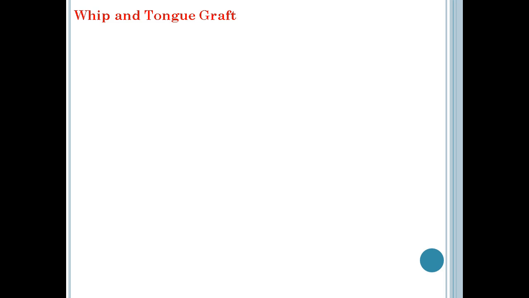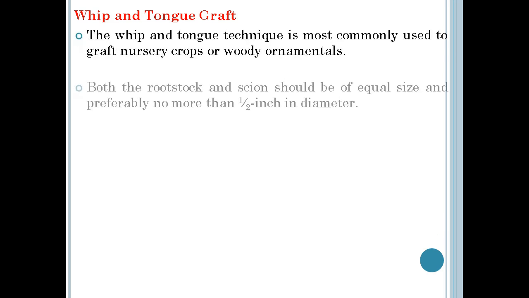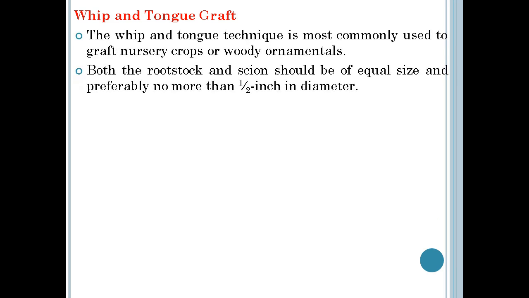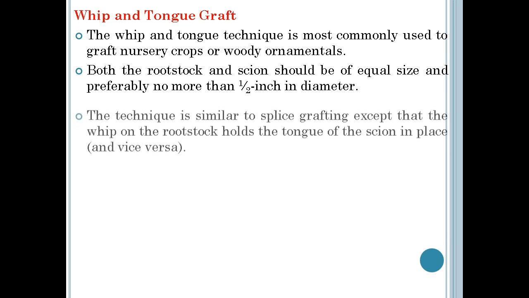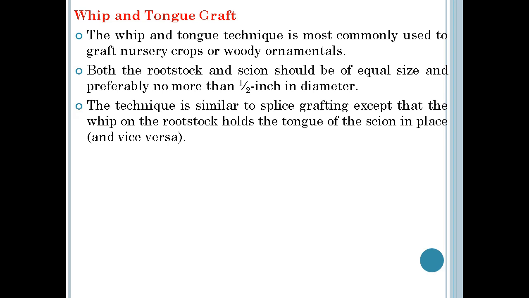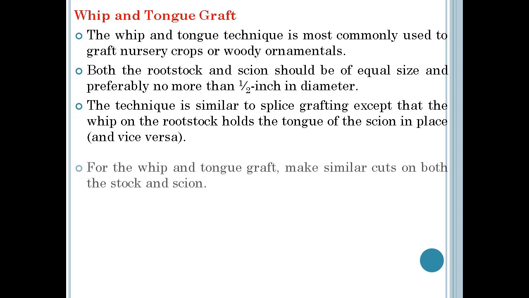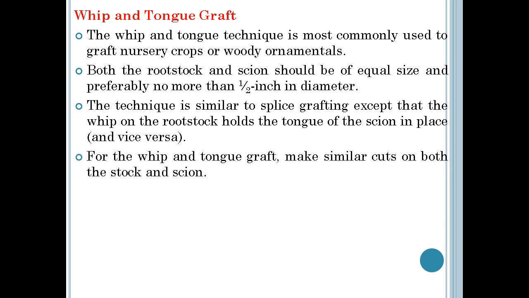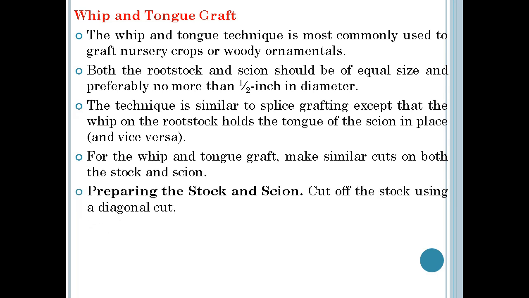Whip and tongue grafting. The whip and tongue technique is most commonly used to graft nursery crops or woody ornaments. Both the rootstock and cion should be of equal size and preferably not more than ½ inch in diameter. The technique is similar to splice grafting, except that the whip on the rootstock holds the tongue of the cion in place and vice versa.